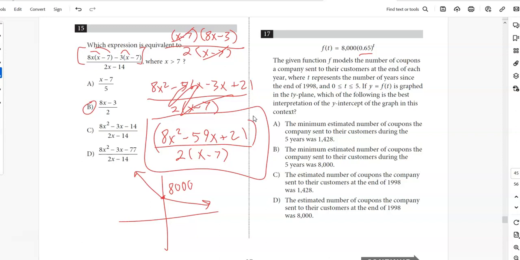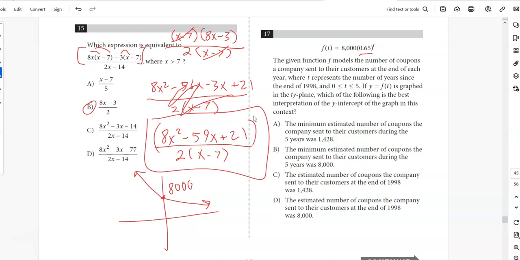So the number of coupons a company sent to the customers at the end of, I love this, each year, and where t represents the number of years since the end of 1998, from 0 to 5 there. So when f of t is graphed, which of the following is the best interpretation of the y-intercept of the graph? So it's at 8,000. What does that 8,000 represent?